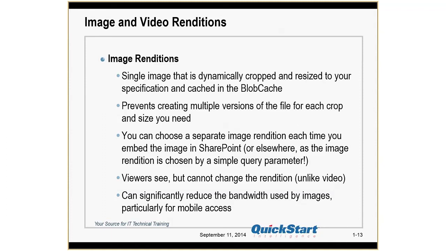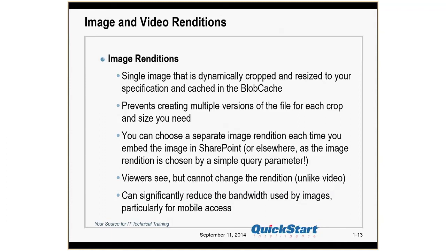So basically what an image rendition does is we set up certain resolutions, numbers of pixels, and we can go in and customize those renditions right in the web browser, say how we want to crop it, and then SharePoint will crop that image from the source image and actually resize it, much like you would do in Photoshop or some other image editing software, and then cache it in the blob cache.